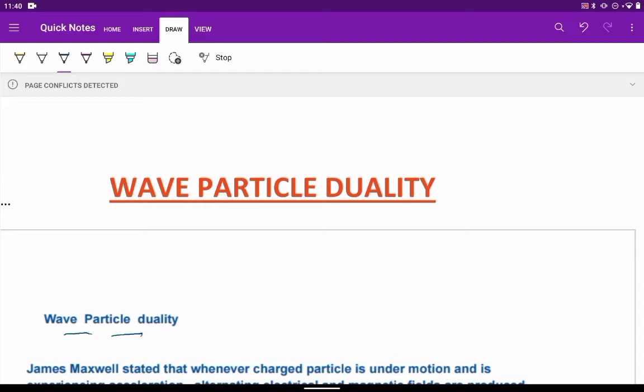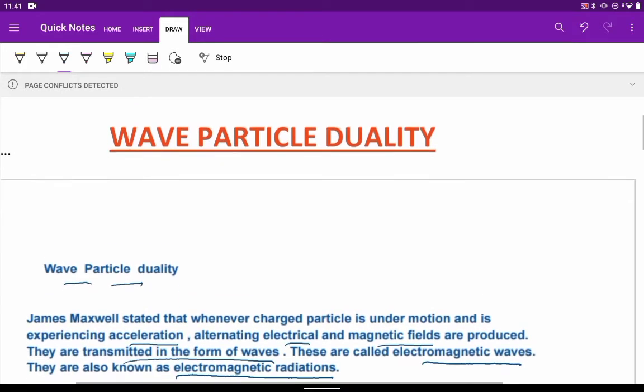The topics will be of 11th standard, 12th standard and also for IIT preparation. Today we will be dealing with the wave particle duality of electromagnetic radiation.